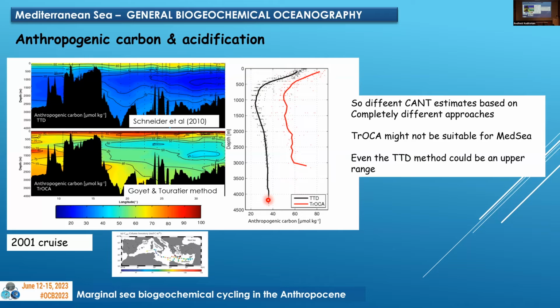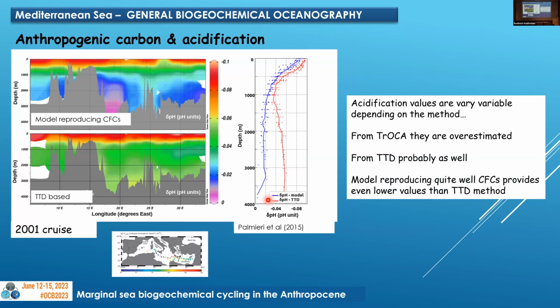In fact, the TTD method could also be an overestimate for anthropogenic carbon, because mixing here in the Med Sea is really an issue. So from a model study, you can see the difference between the change in pH for the TTD and for the model. In the upper water column, more or less, they compare, but not in the deep part.